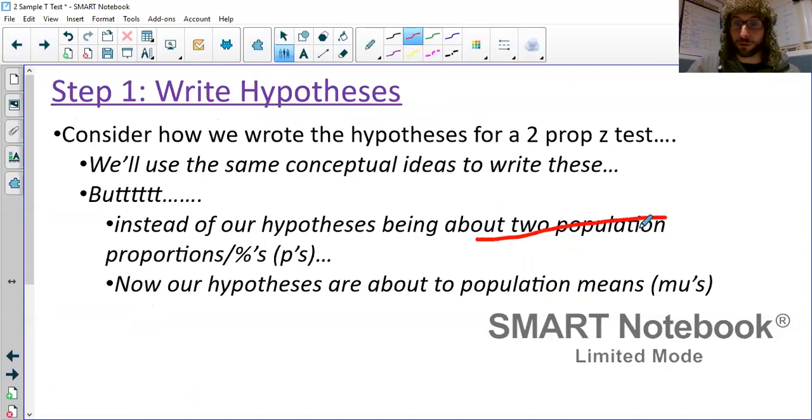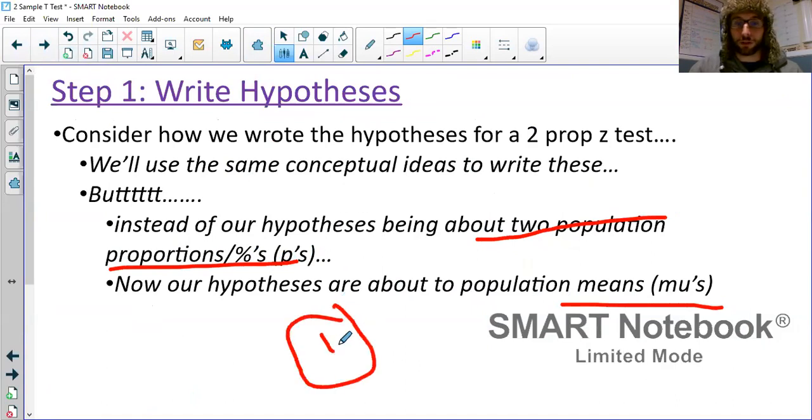It's just, instead of writing about 2 p's now in our null and alternative, now we're going to write about some mu's, right? A mean for men and a mean for women in this case. So try that out. Forgot my pause symbol. Pause. Happy face, pause. And hopefully you wrote something like this.